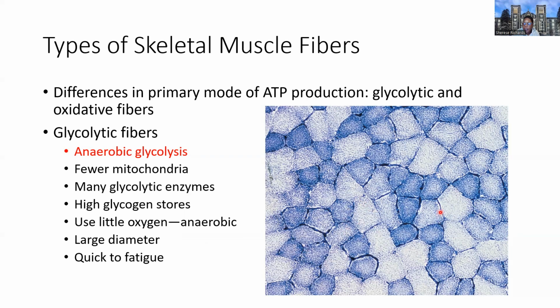So if you look at the photo here, the photomicrograph, we can see the large white fibers. These are the glycolytic fibers, all right? And they're white because they don't have mitochondria, they don't have myoglobin, which are needed more for oxidative phosphorylation, and then they have a larger surface diameter.